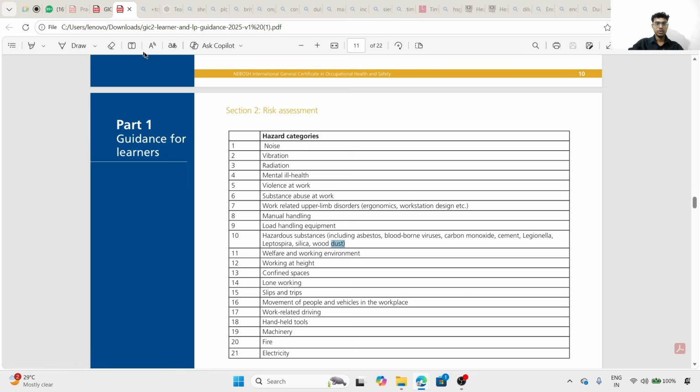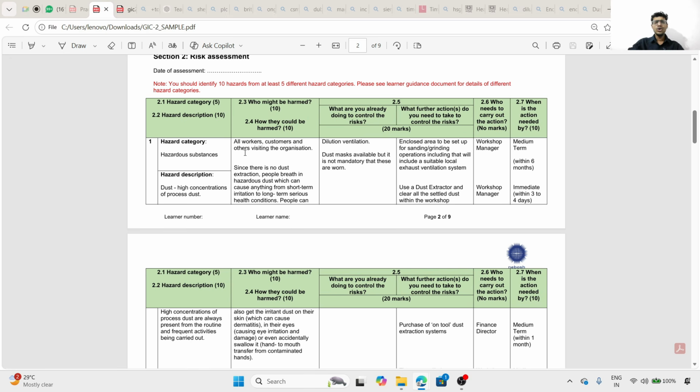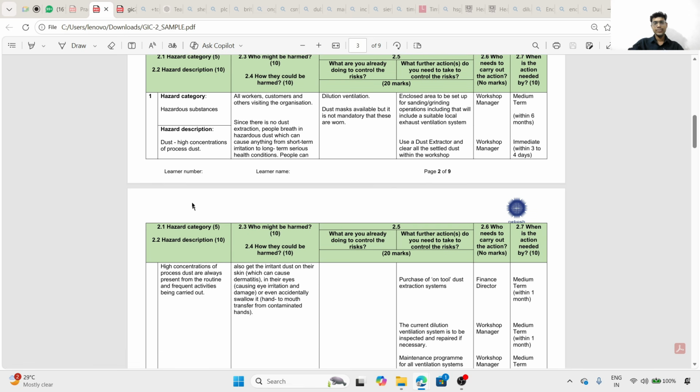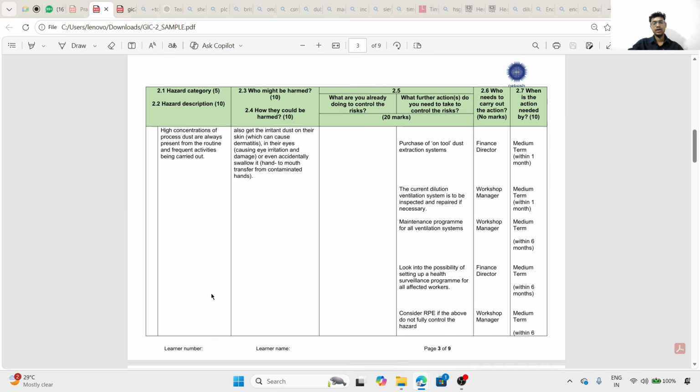So we are talking about the dust, the level of dust that has been there in the garage. So it should go step by step. Hazard description: dust, high concentrations of processed dust. High concentrations of processed dust are always present from the routine and frequent activities being carried out.